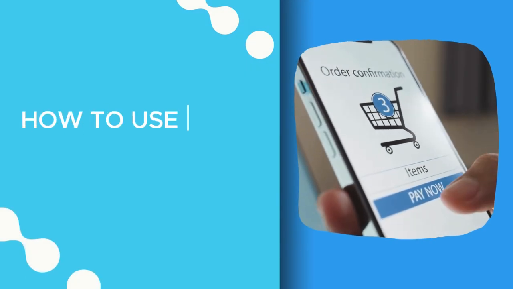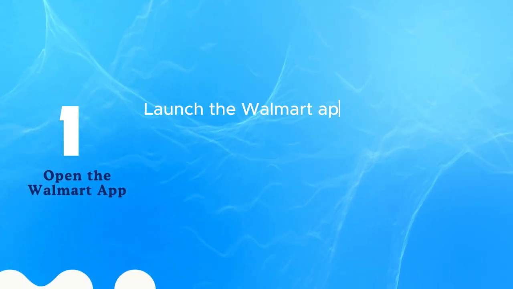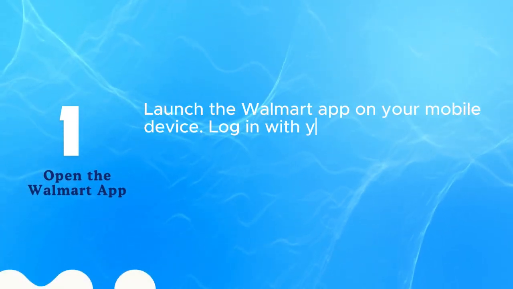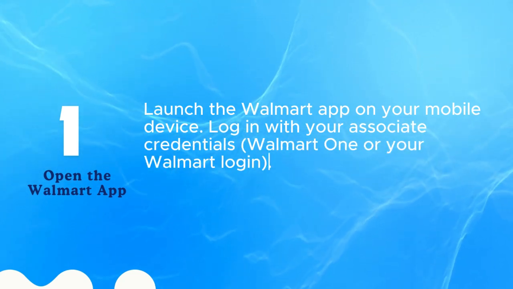In this video, we will learn how to use PPTO on the Walmart app. 1. Open the Walmart app. Launch the Walmart app on your mobile device. Log in with your associate credentials, Walmart One or your Walmart login.